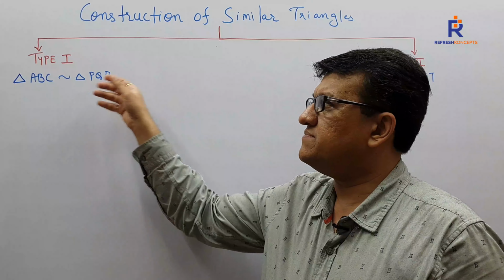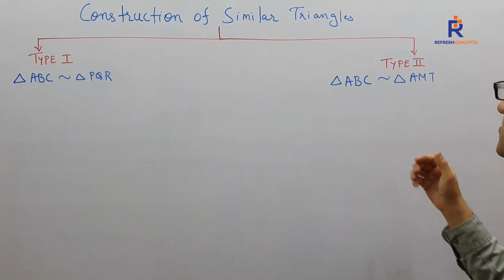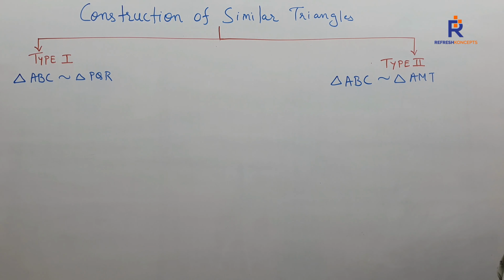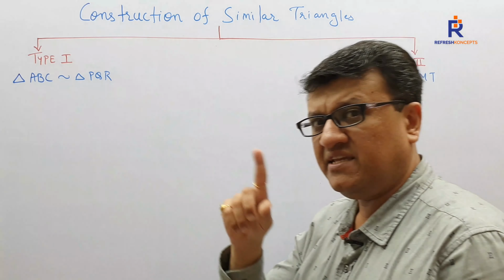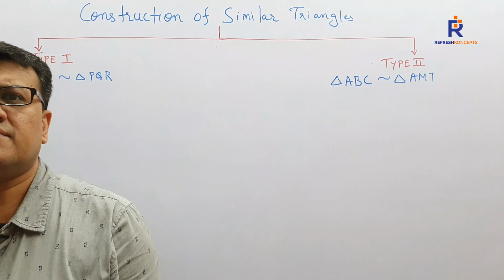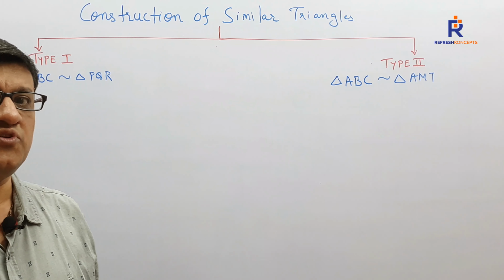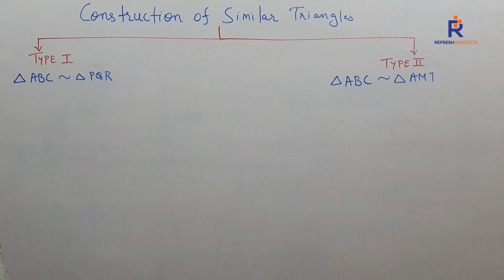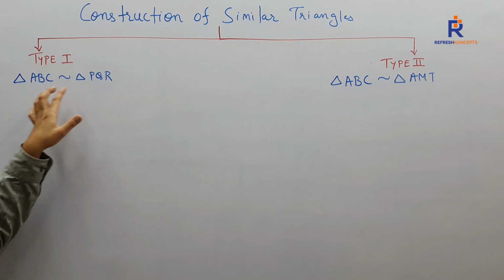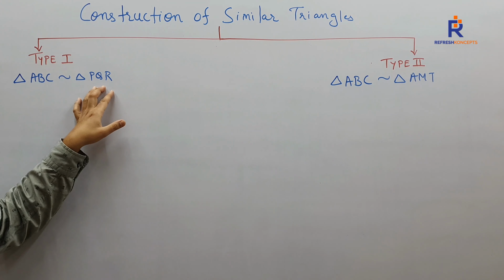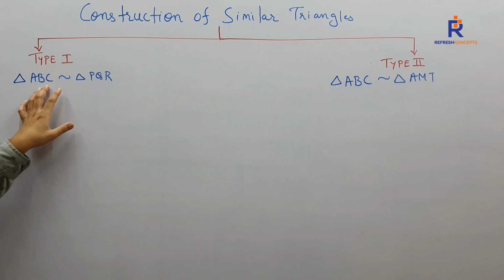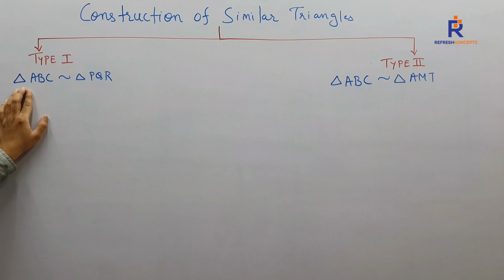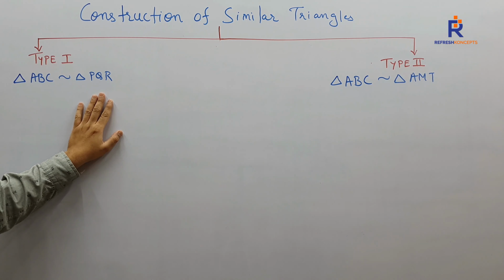Triangle ABC similar to triangle PQR. Triangle ABC similar to triangle AMT. Anything which is coming to your mind? Many of you have already conjectured, guesswork is taking place. I'll tell you, and many of you have gone with the right answer also. Triangle ABC, PQR, there is no connection whatsoever between these two triangles. This is a totally different triangle ABC, this is a totally different triangle PQR.